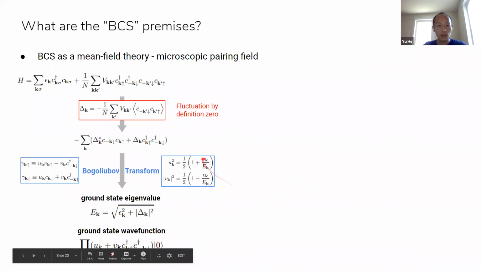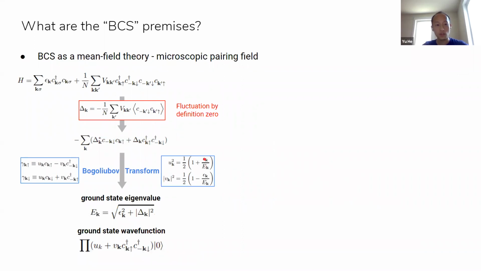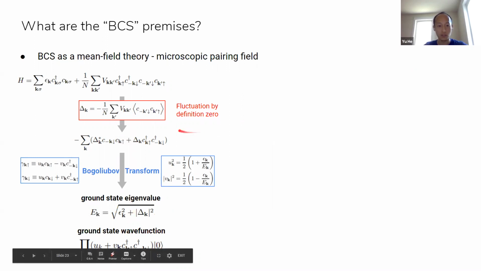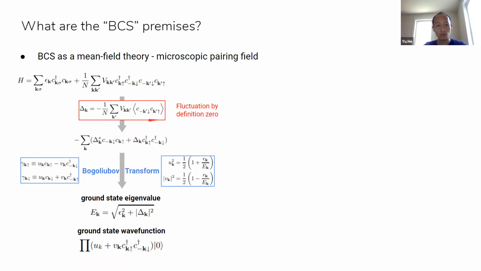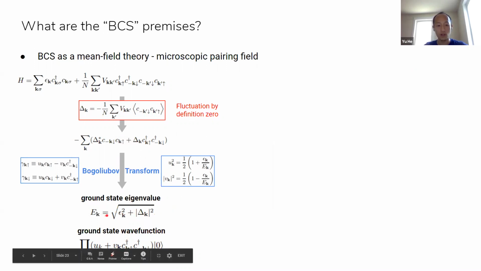On the other hand, BCS theory is also a mean field theory. When we look at a microscopic pairing field, again, I don't plan to go through the details and you should not read through the details. But what's really important to call out is the mean field approximation to single out the pairing field delta. And using that approximation, we can essentially derive the BCS ground state wave function and the ground state eigenvalue.